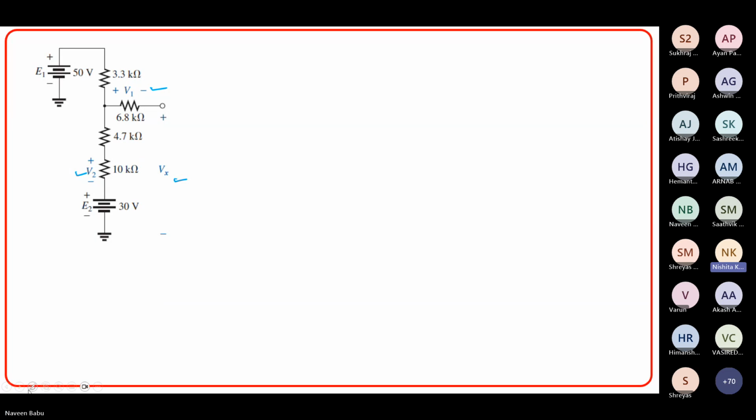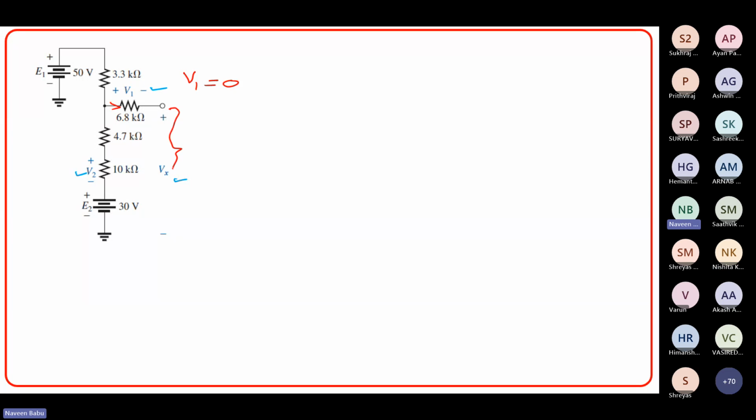Anybody? What is V1? V1 will be equal to 0 because there is no current flowing along this particular loop. So V1 is 0. Now what is Vx?